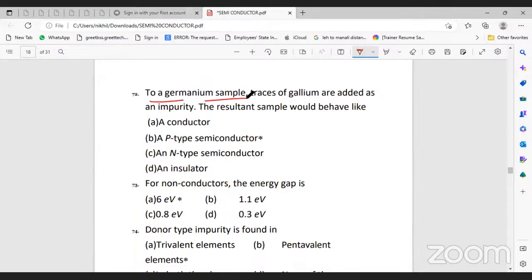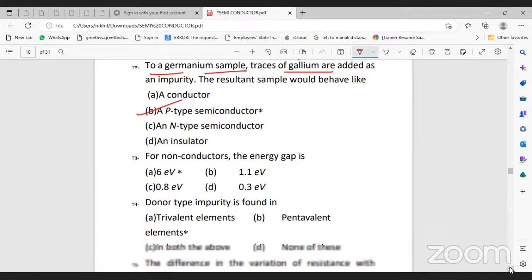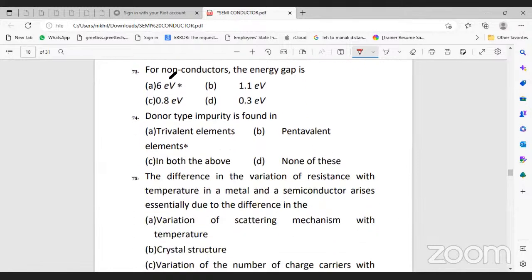To a germanium sample, traces of gallium are added. Gallium is trivalent, so it should be a P-type semiconductor. For non-conductors like insulator, what should be the energy gap? It should be more than 3 electron volt, so 6. 0.8, 0.3, 1.1 is for semiconductors.